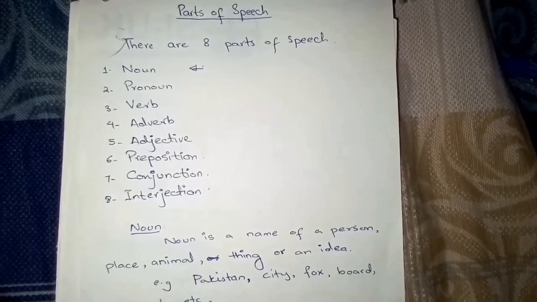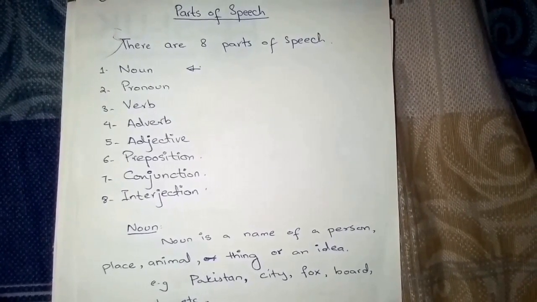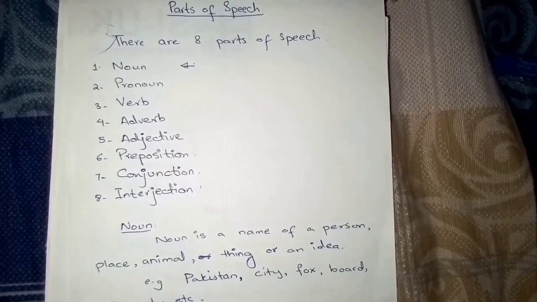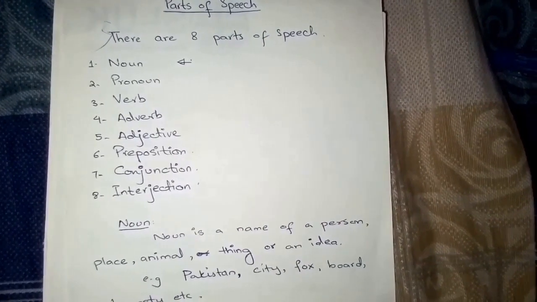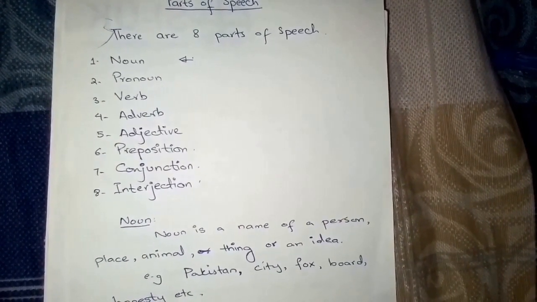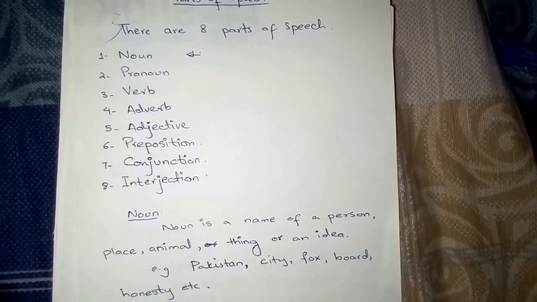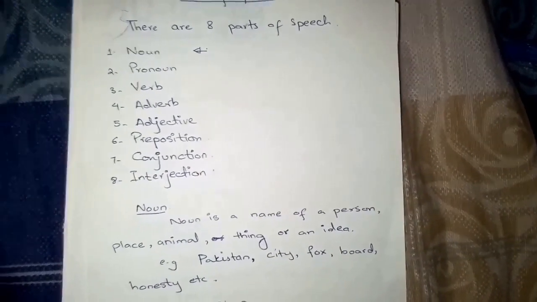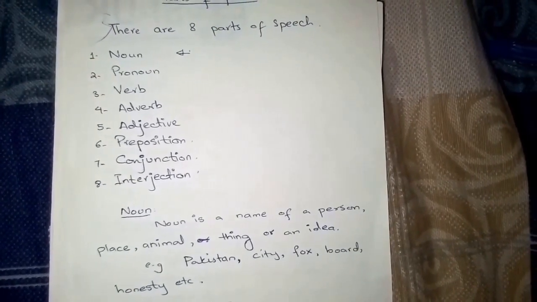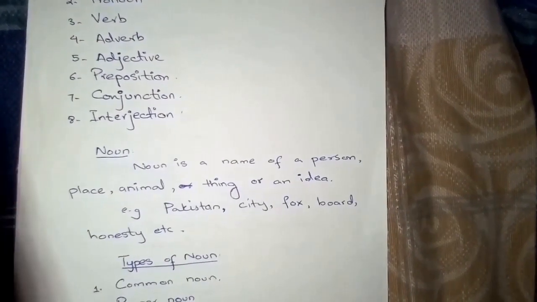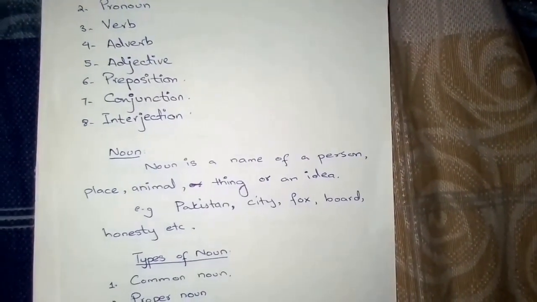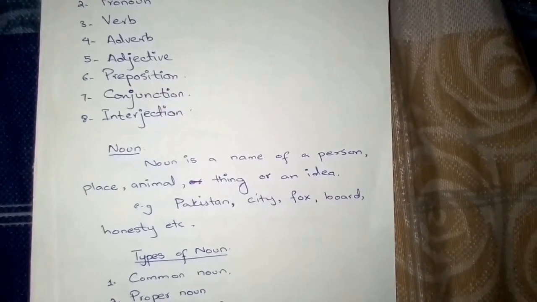So today we will study about parts of speech. Well, there are 8 parts of speech: noun, pronoun, verb, adverb, adjective, preposition, conjunctions and interjections, but we will focus only on noun in this video. Noun is the name of a person, place, animal, thing or an idea.